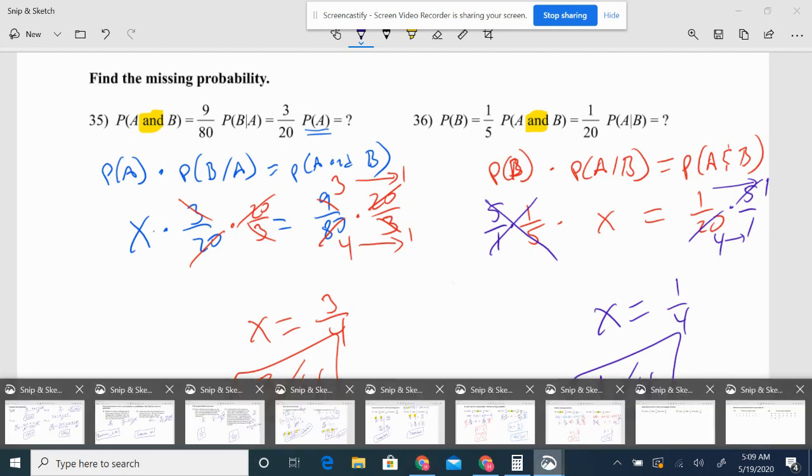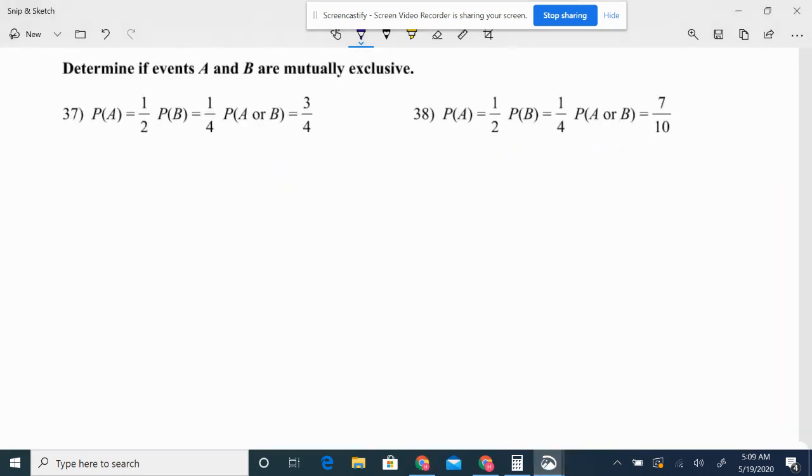Now looking at 37 and 38, I'm using the word or. So I don't have and anymore, I have or. Now how am I going to do this? I'm just going to say probability of A plus probability of B is equal to probability of A or B. And if that's true, these are mutually exclusive. If it's not true, not mutually exclusive.